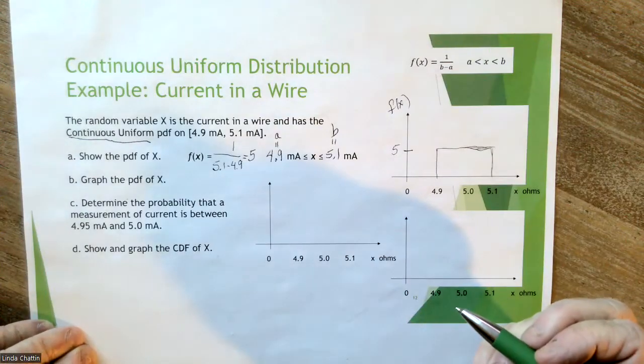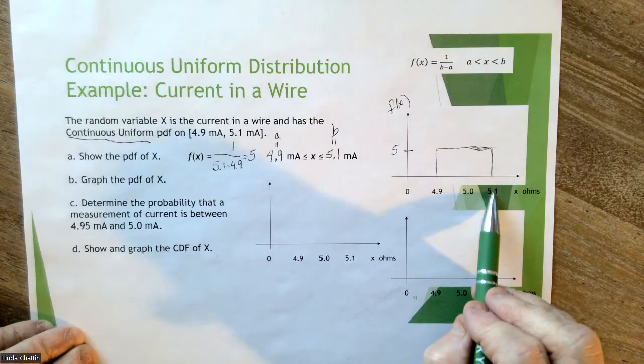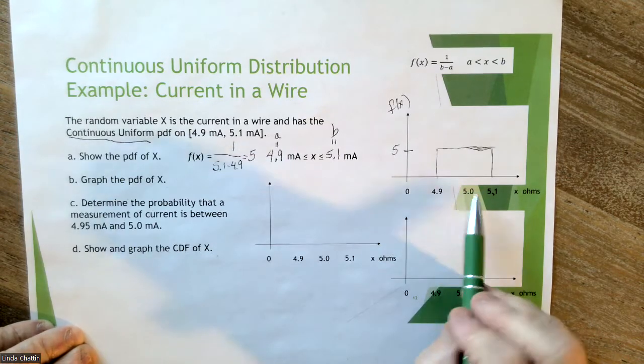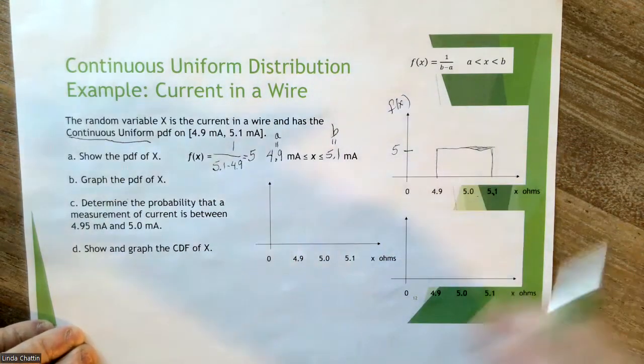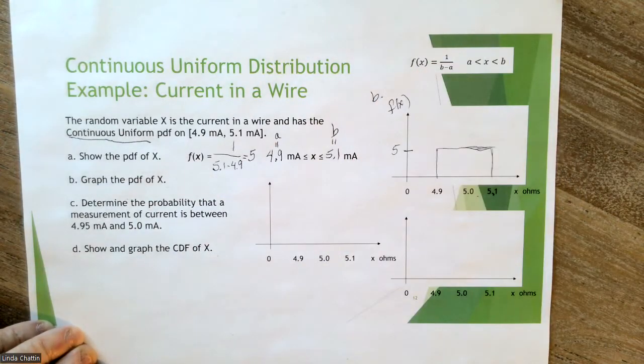And we can see that this would obviously have the area of 1, right? This is going to be 5.1 minus 4.9, which is 0.2, times 5 is 1. So that's no surprise. So that's part B. Part C says determine the probability that a measurement of current is between 4.95 and 5.1.